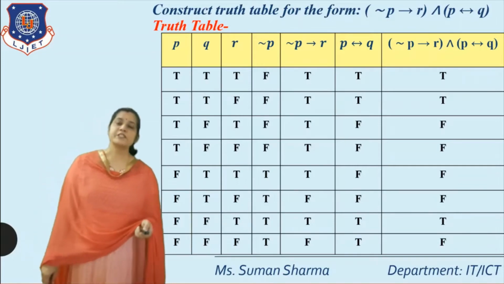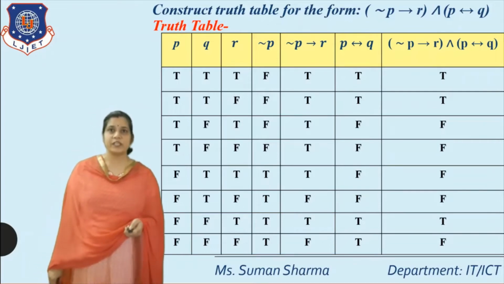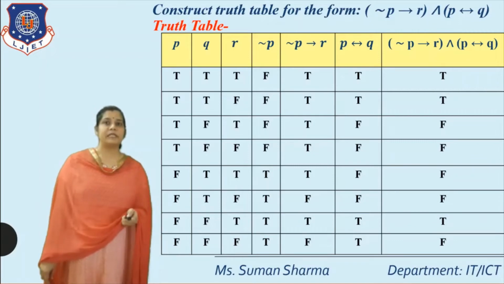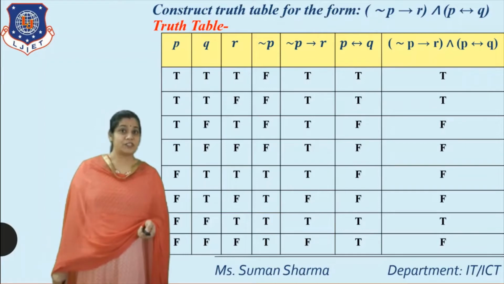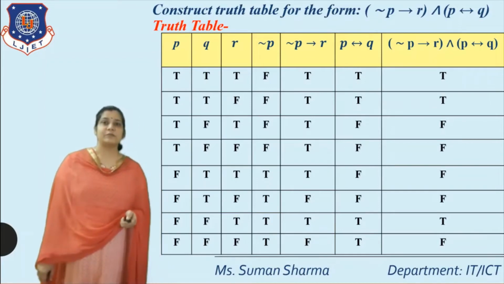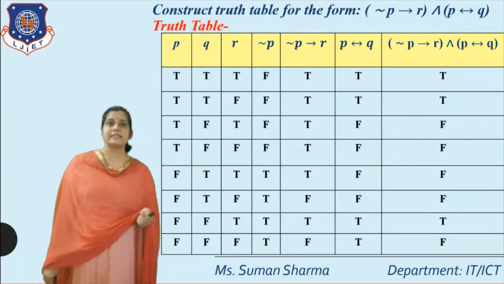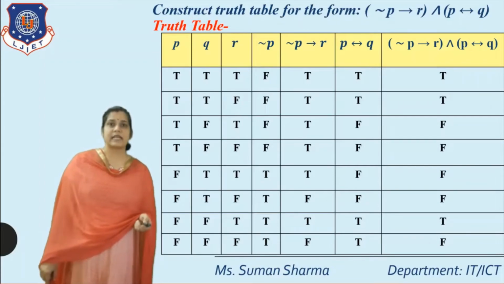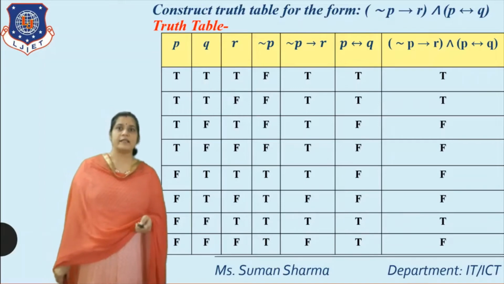Next, according to your question, we write P biconditional Q. So we have P and Q, and we write the biconditional. What is the logic of the biconditional P and Q? If and only if. So TT is T, TF is F, FT is F, and FF is T.